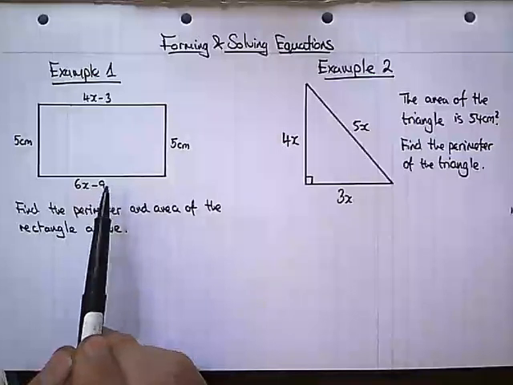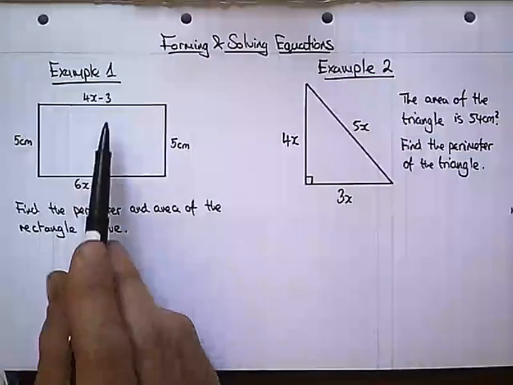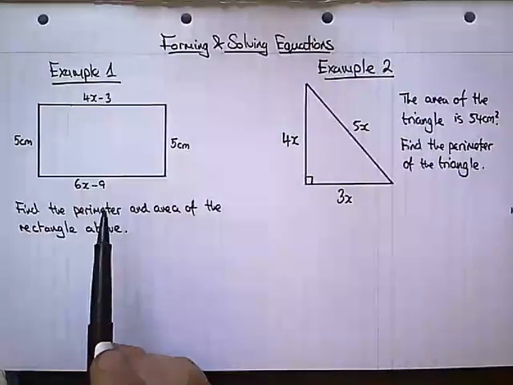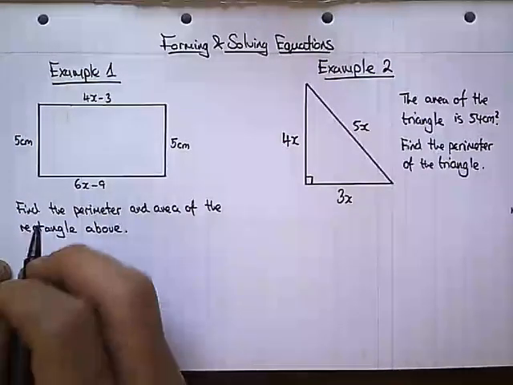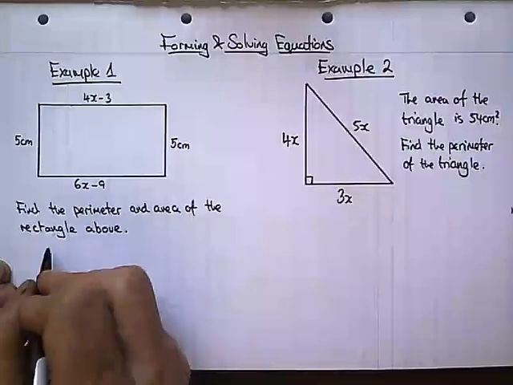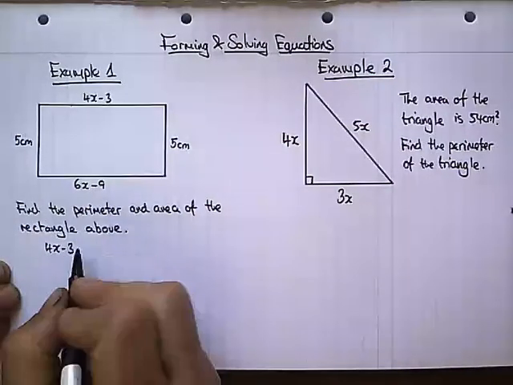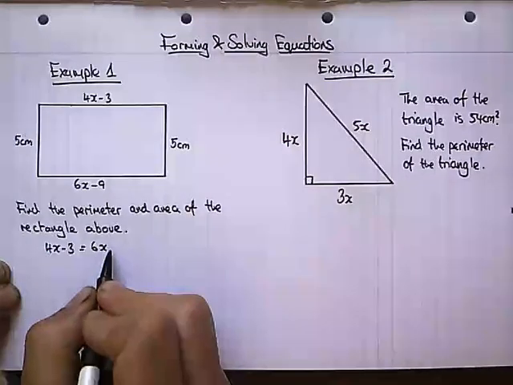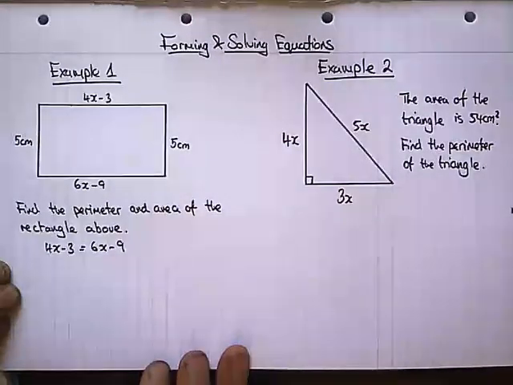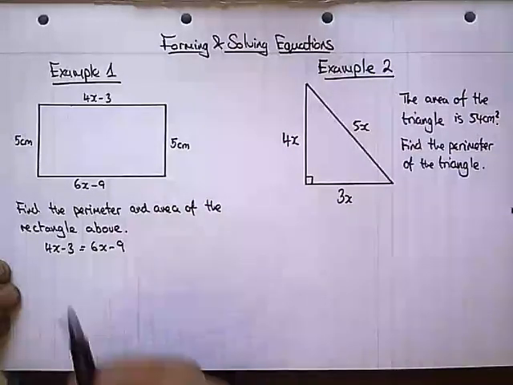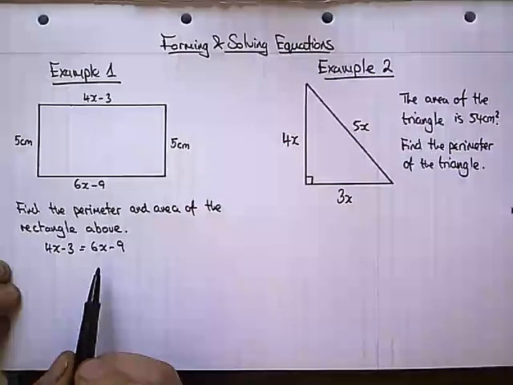But what we do know about a rectangle is opposite side lengths are the same size. So we can draw ourselves an equation. We can actually say, well, 4x minus 3 must be equal to 6x minus 9 because opposite side lengths are the same. Now we have an equation and we might be able to solve this to find out what the value of x is.